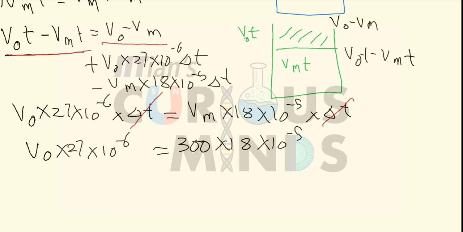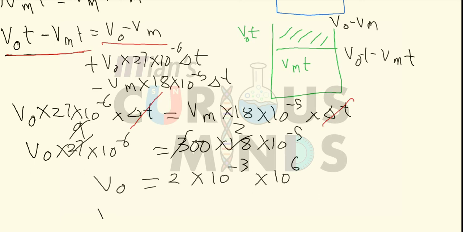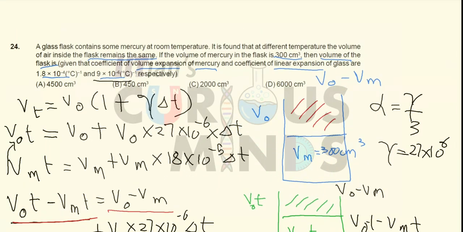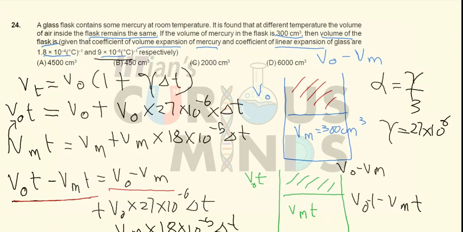So basically it will be equal to 2 into 10 raised to minus 3 into 10 raised to 6. So V0 will be equal to 2 into 10 raised to 3 cm³. This is the original volume of the flask, which is equal to option number C.